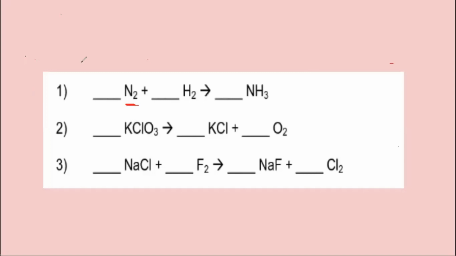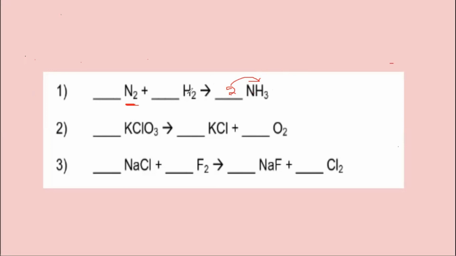If I write 2 under nitrogen, what will happen? My formula of NH3 will change and I'm not supposed to touch the formula. So I am compelled to write 2 here in front of NH3. So this 2 goes with nitrogen and this 2 goes with hydrogen as well. My nitrogen has become 2 and my hydrogen has become 2 3s are 6.